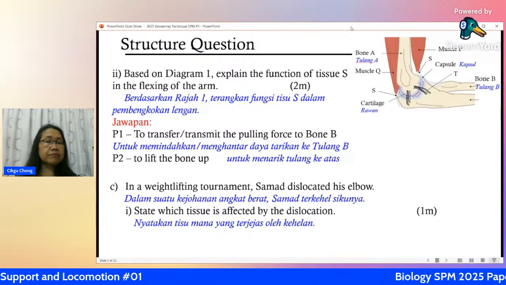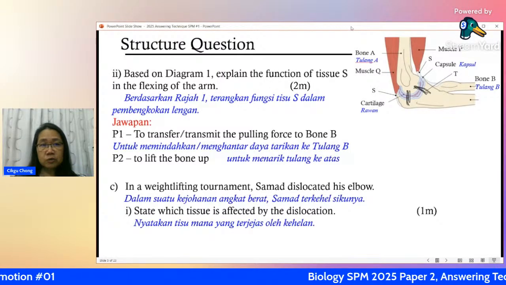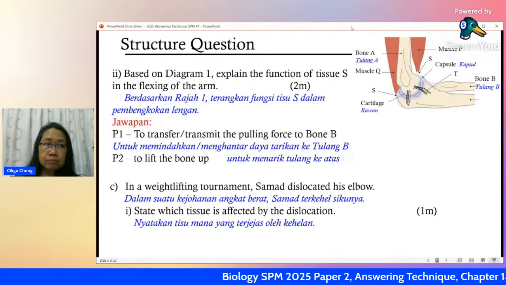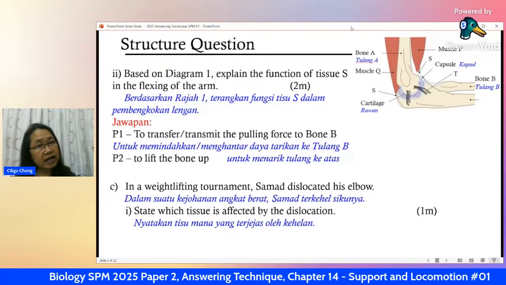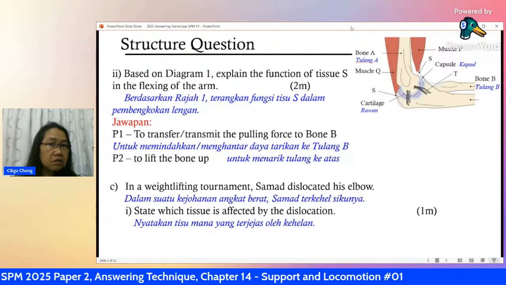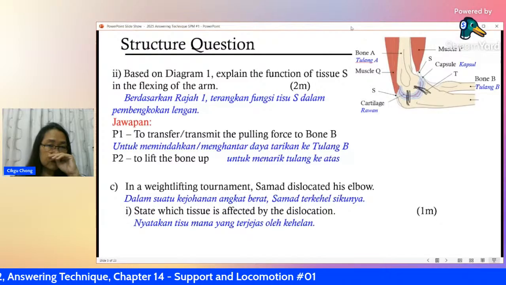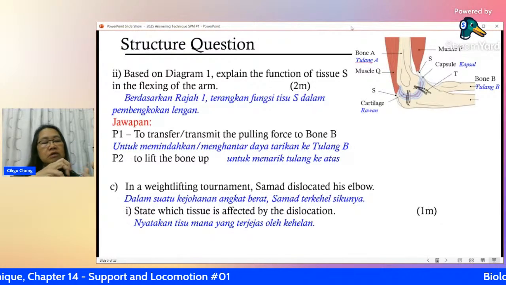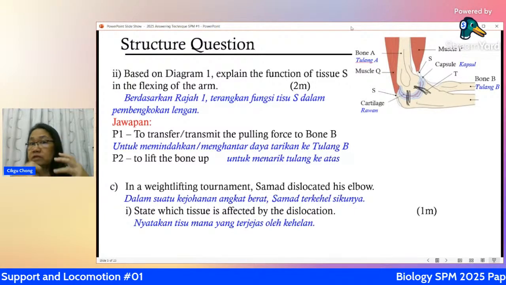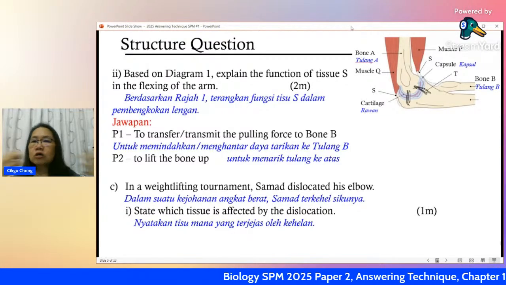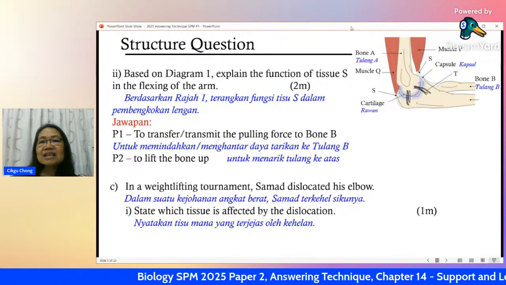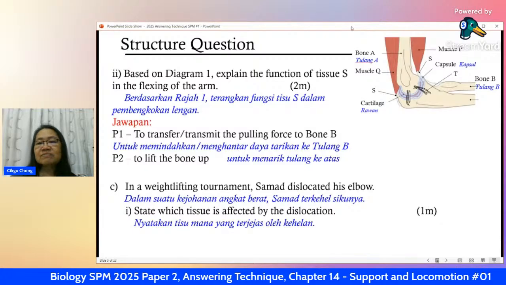So sometimes too much force, when you carry something, or if it happens in your ankle, you hit the ball and all that, it can also happen at your ankle. The force is so strong, it went the opposite way, and then it pulled the bone out of the socket. That is called dislocation.